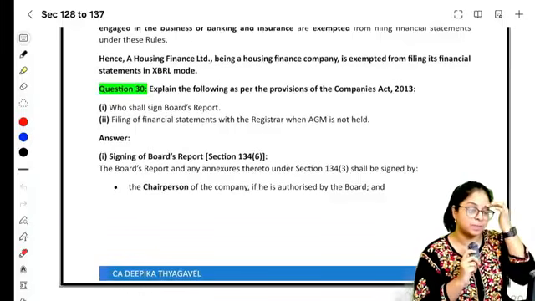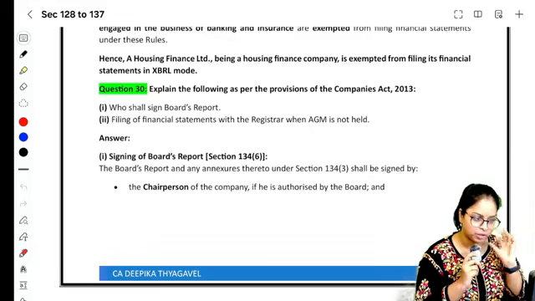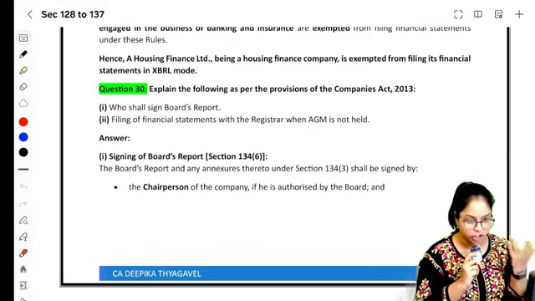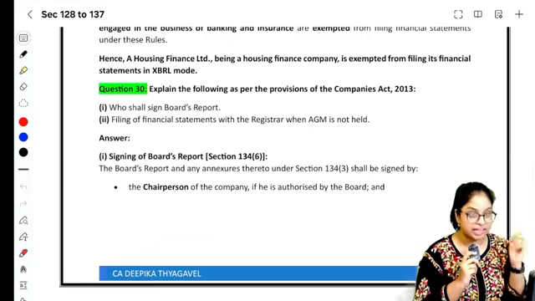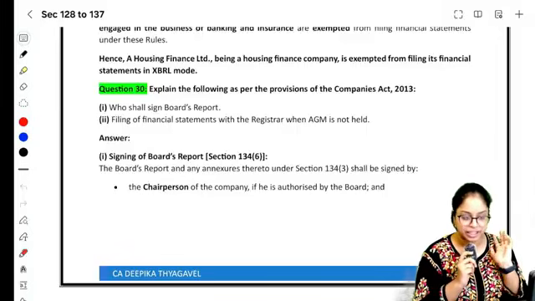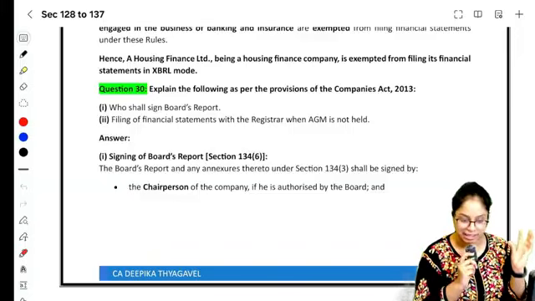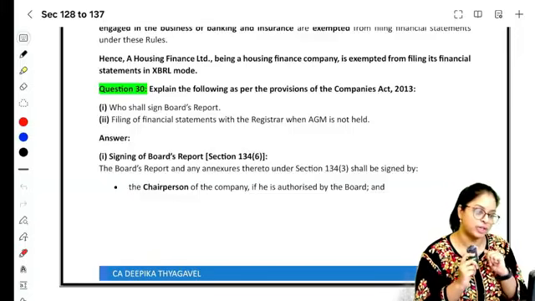Explain the following as per the provisions of the Companies Act 2013. Who shall sign the board report? The board report is generally signed by the chairperson if he is there, or it is signed by 2 directors, out of which one of them should be a managing director, and it should be signed by the CEO, CFO, or company secretary if your company has one. Right? So that is for question number 1.